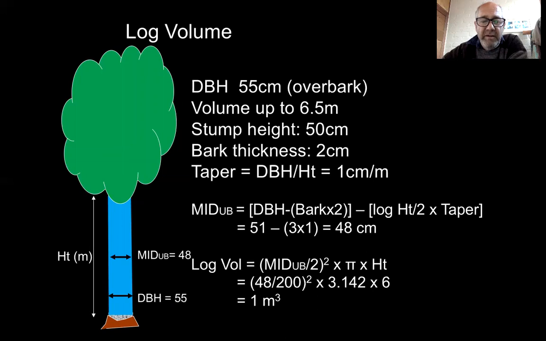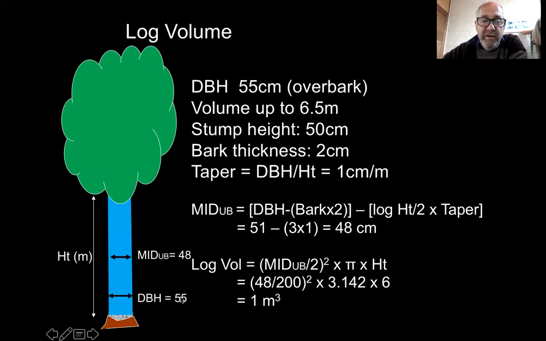If you had a chance to walk around our farm, we've got a lot of trees in the order of 55 centimeters diameter at breast height, 1.3 meters, and they're pruned up to the order of 6 meters, which is the height I've calculated here. That, to me, is a cubic meter of log, and it's a good size as well for starting to mill timber.